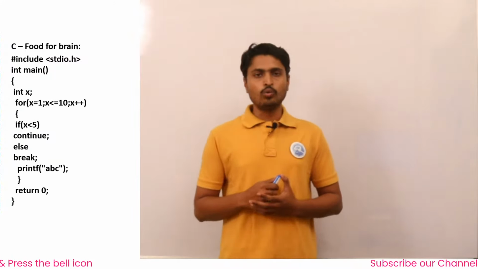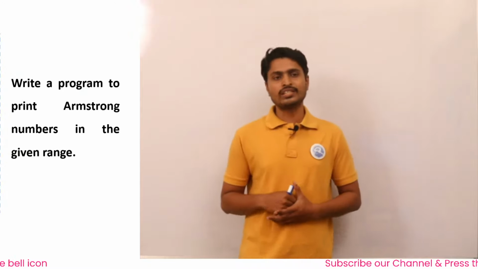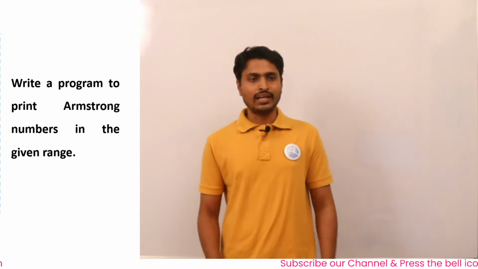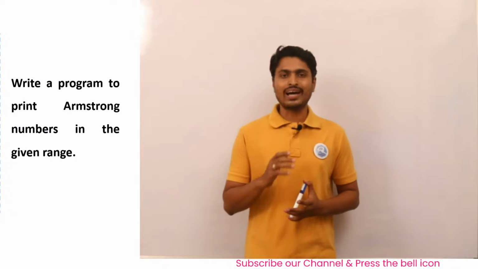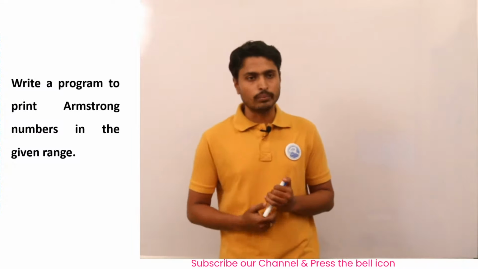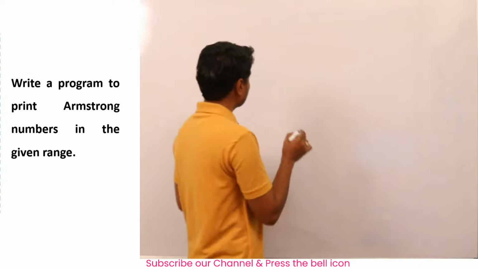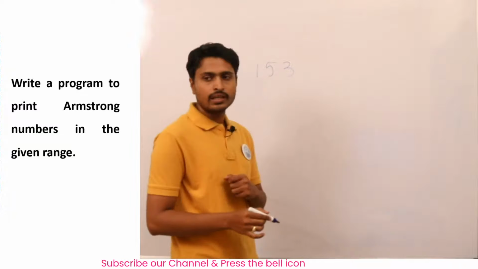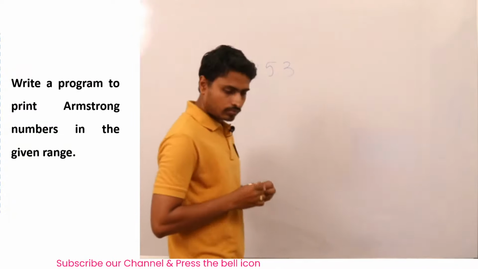Now we'll move towards today's coding session problem, that is: write a program to print Armstrong numbers in the given range. So what is an Armstrong number? We'll take one example: 153. So 153 is an Armstrong number.